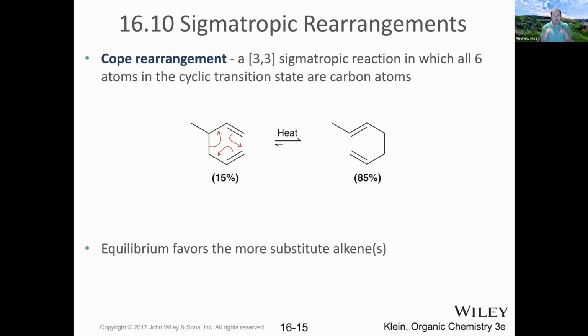What we're going to really narrow down into is two 3,3 sigmatropic reactions that are very common. The first one is called the Cope rearrangement. Oftentimes they're called rearrangements because of this repositioning and moving of the sigma bond.